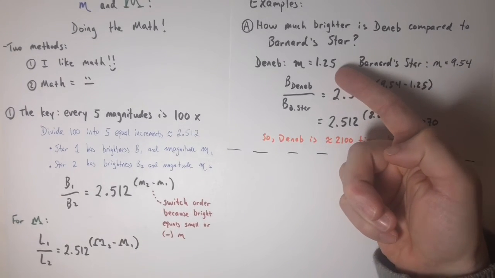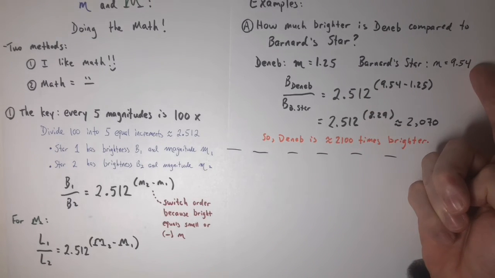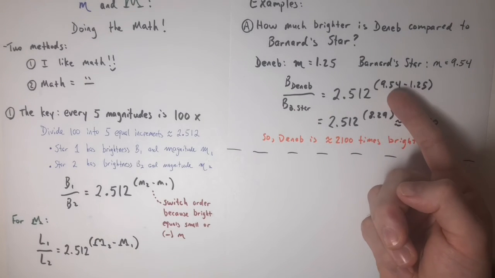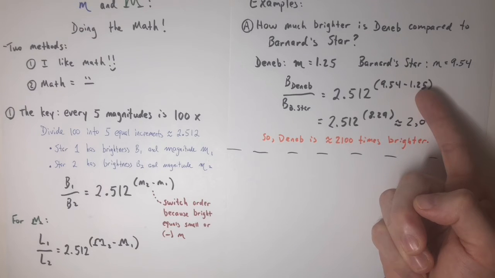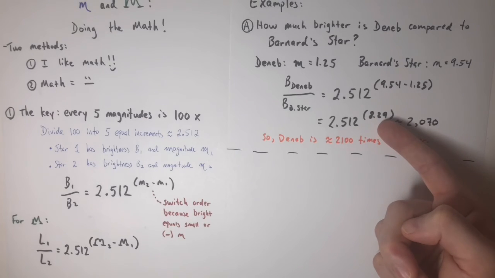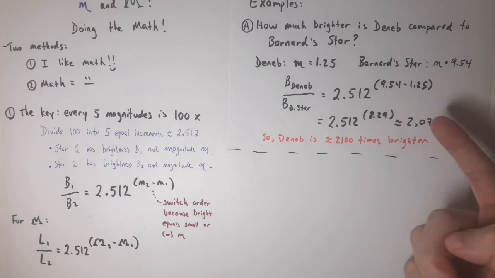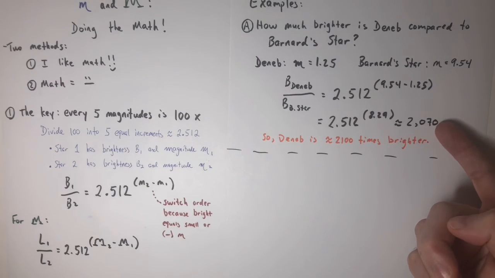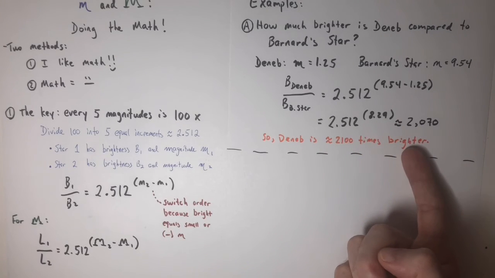In this example, Deneb's apparent magnitude is 1.25, whereas Barnard's Star, a very, very dim star that was hard to discover, was about 9.54. When you plug those two numbers into the formula, you get 9.54 minus 1.25 up here in the exponent, which is about 8.29, and 2.512 to the power of 8.29 is about 2070. So the answer is that Deneb is about 2100 times brighter than Barnard's Star.